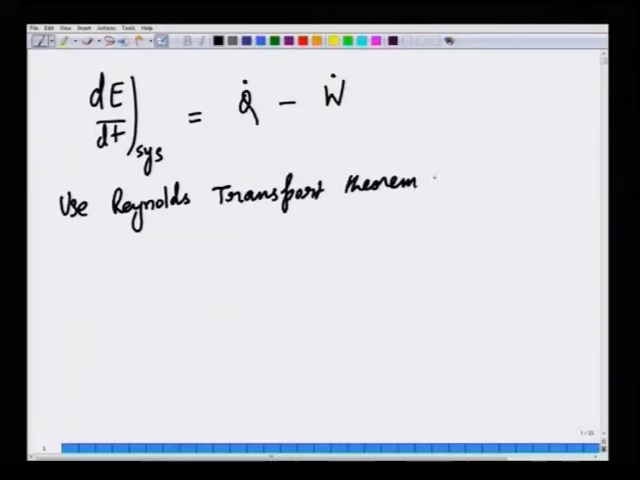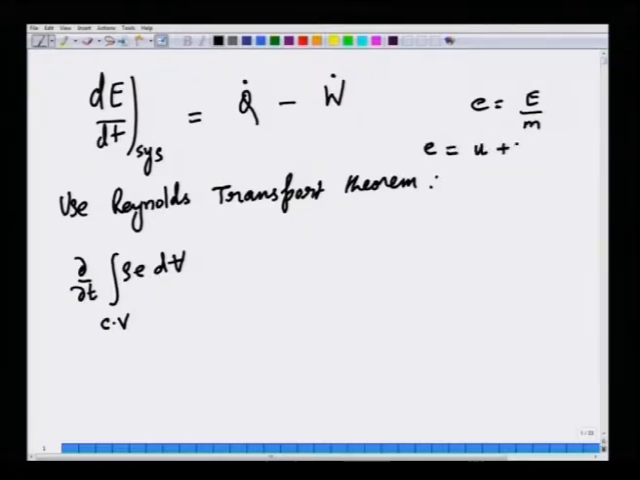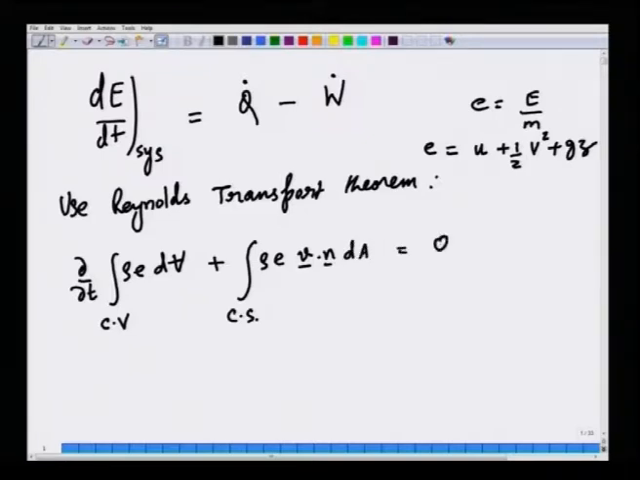to convert this into a CV formulation, wherein you get the integral of rho E dV, where E is the total energy per unit mass, written as the internal energy per unit mass plus the macroscopic kinetic energy per unit mass plus the gravitational potential energy per unit mass. This is the rate of change of the total energy present in the control volume, but this is not all. You also have the flux term over the control surface, the integral of rho E V dot n dA, which is equal to the rate at which heat is transferred into the system minus the rate at which work is done by the system.